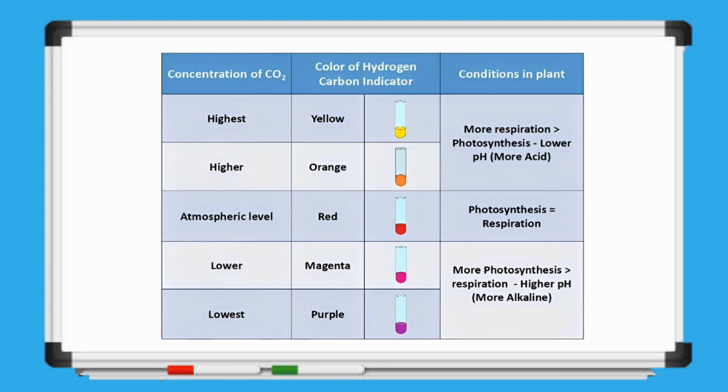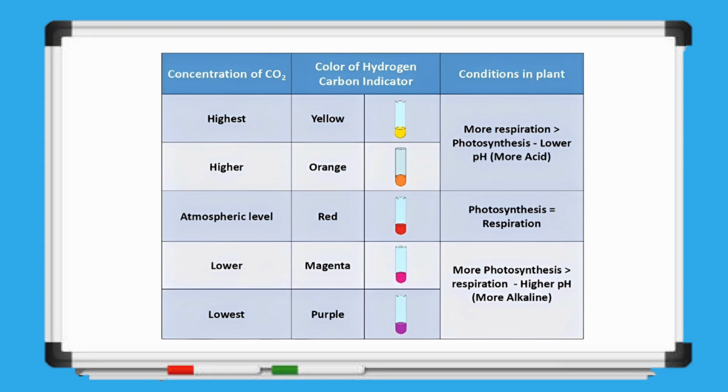Now let's look at this chart that shows how the hydrogen carbonate indicator reacts to different levels of carbon dioxide and what that tells us about what's happening inside the plant. Starting at the top of the chart, when carbon dioxide levels are the highest, the indicator turns yellow. This usually means the plant is in the dark or not getting enough light, so it's respiring more than it's photosynthesizing. As a result, more carbon dioxide is being produced than used, and the solution becomes more acidic.